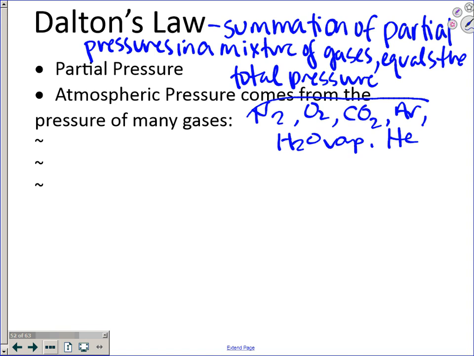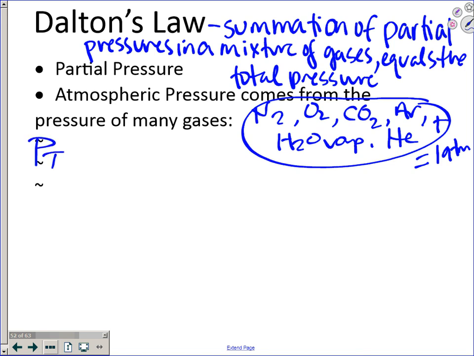All of these together, when we add them up, should equal our atmospheric pressure. At sea level, what's our atmospheric pressure? 1 atmosphere. So all these together should equal 1 atmosphere. In the formula for Dalton's law, we write the generic formula first: P total is equal to P1 plus P2 plus P3 and so on. It depends on how many gases are in your mixture, but you can continue adding as much as you want.